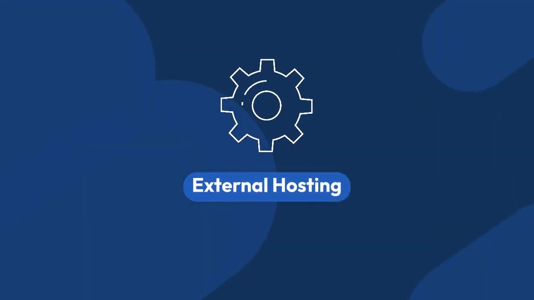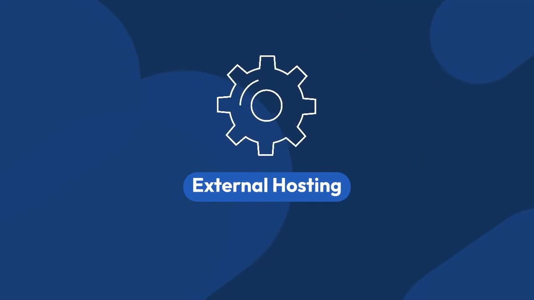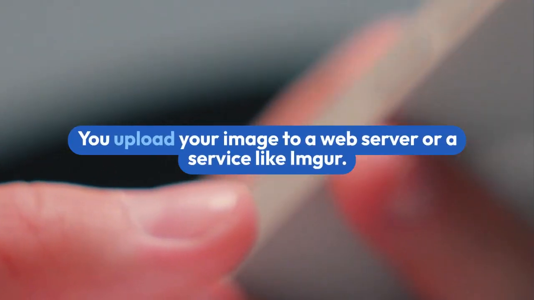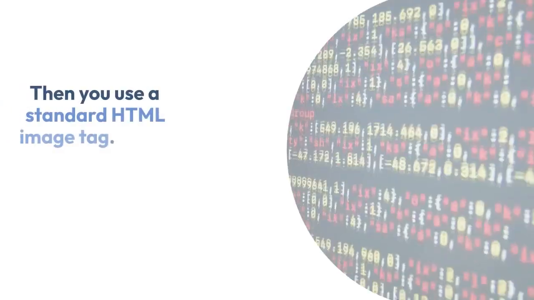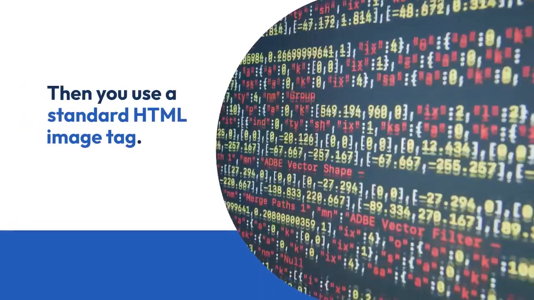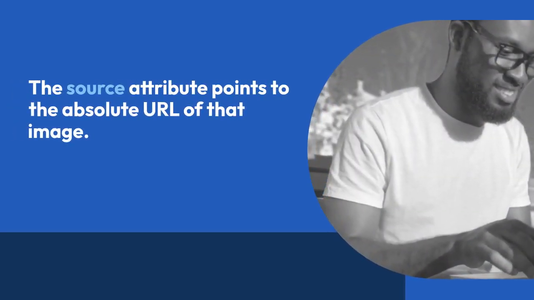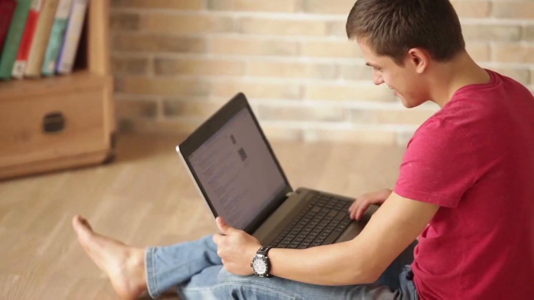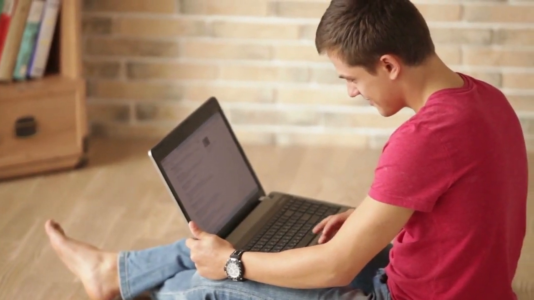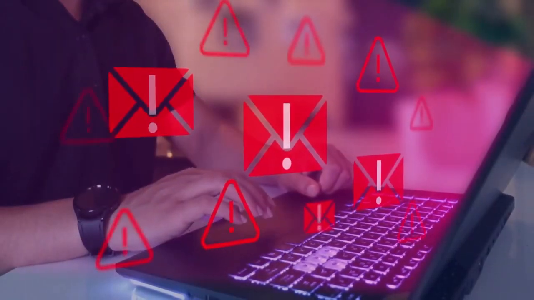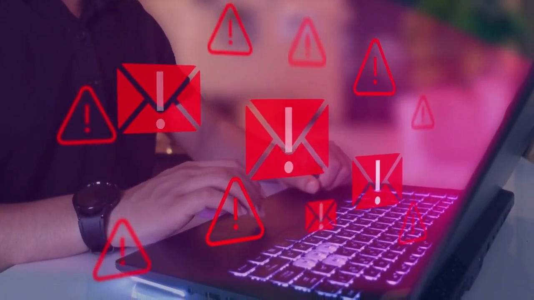The first and most common method is using external hosting. You upload your image to a web server or a service like Imager. Then, you use a standard HTML image tag. The source attribute points to the absolute URL of that image. This keeps your email file size small. It also ensures your messages do not get caught in spam filters easily.